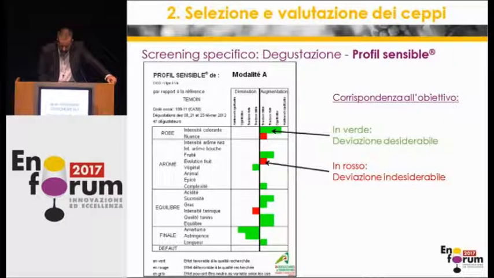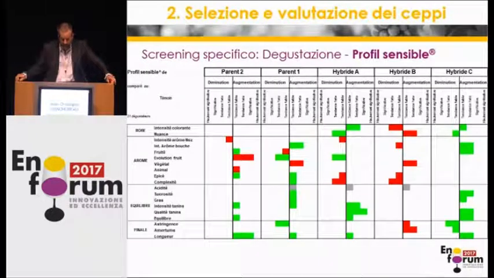So in green you have the goal attained, while in red there's an undesirable deviation based on what we were looking for. Some descriptors are in gray, also to clarify that there's a clear-cut difference. Here there's a difference between the parents and the hybrids.